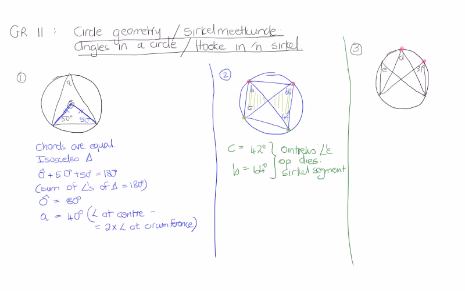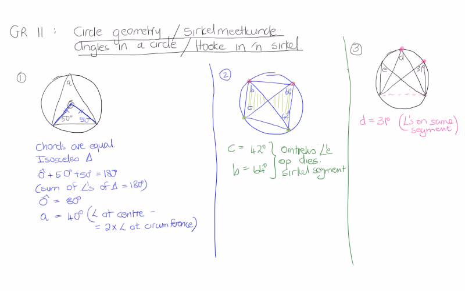Okay, C and D and 31 stands on the same chord, so they will be equal. So you can say D is equal to 31, angles on same segment.